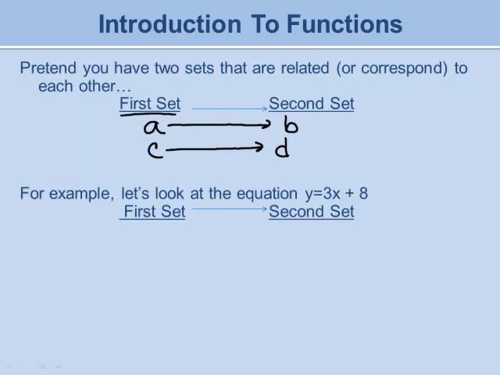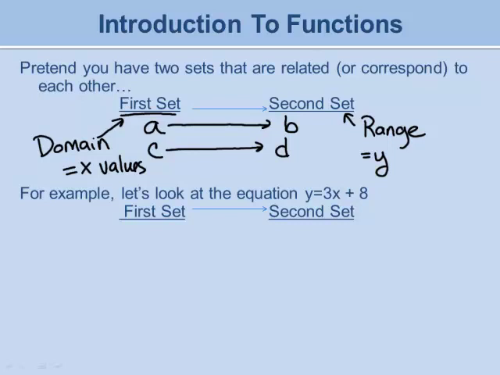Now this first set, we're going to give a new name. We're going to call it our domain. And in this class, since we're talking about the relationship between two number sets, we're going to let the domain represent our x values in our relationship. So our first set is going to be our domain, and our domain is going to be our x values when we're talking about equation work. Our second set is also going to have its own title. We're going to call the second set our range of values, and our range is going to be represented by our y values.